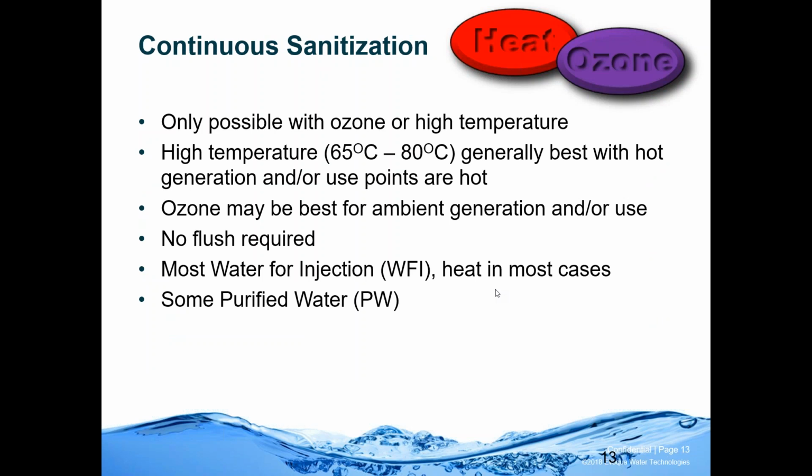If we think of continuous sanitization, and that may be applied at the tank level for sure, and sometimes at the loop level, that really limits it to ozone or high temperature. Chemicals, most of them, the byproducts are either going to contribute to conductivity or some water failure. When it's high temperature, if the water is generated hot, say off of a hot still, then continuous heat can be perfect, especially if the water is used hot. If the water is generated at ambient temperature, ozone may be ideal. And we'll see even from a regulatory standpoint that's being proposed for consideration.